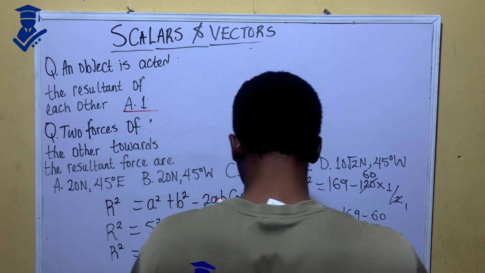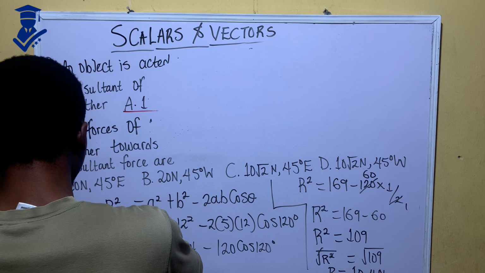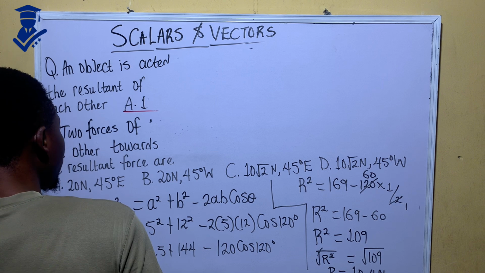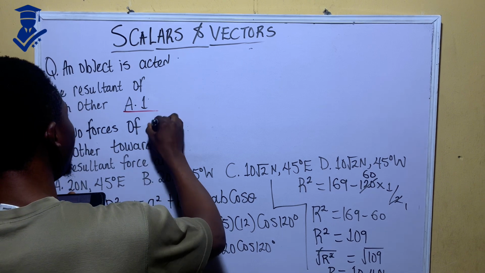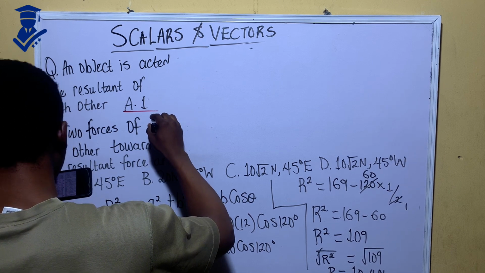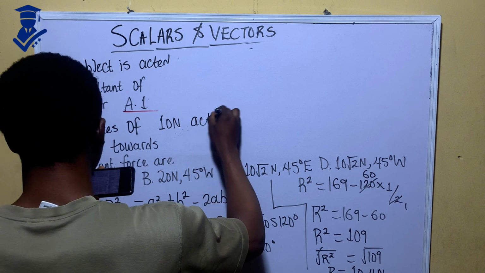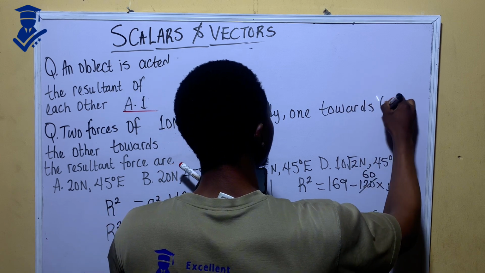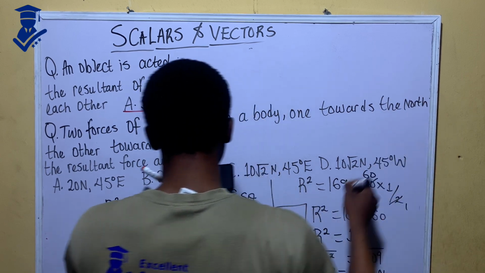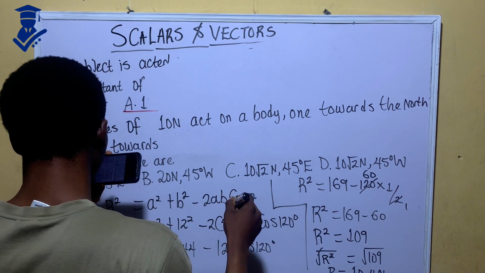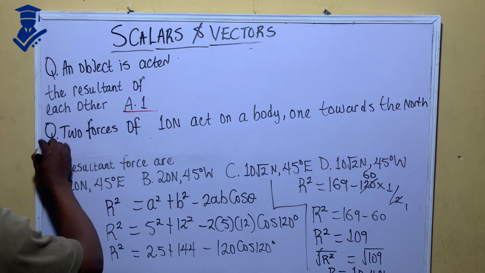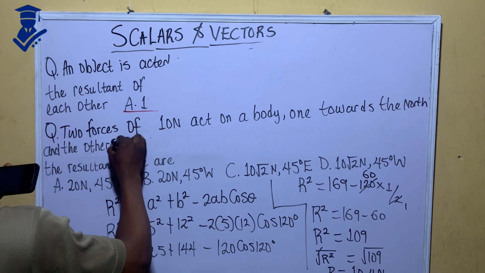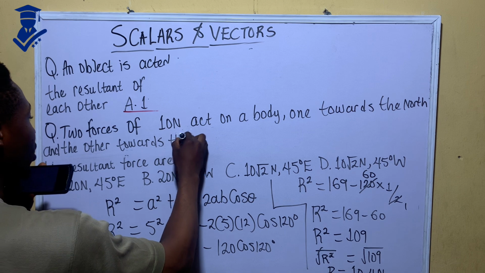Okay, I have it here with me. All right. They said two forces, each of 10 Newton, act on a body, one towards the north, and the other towards the east.